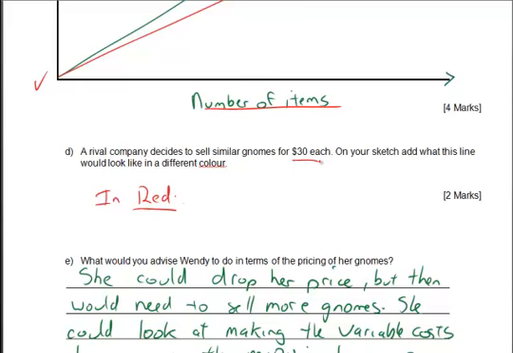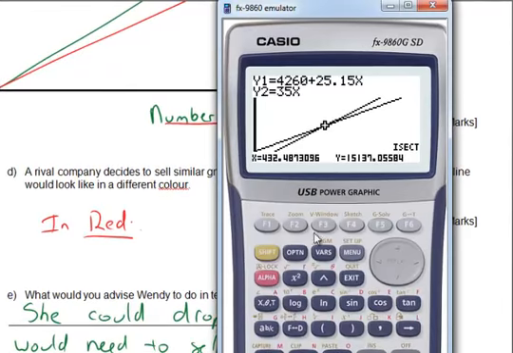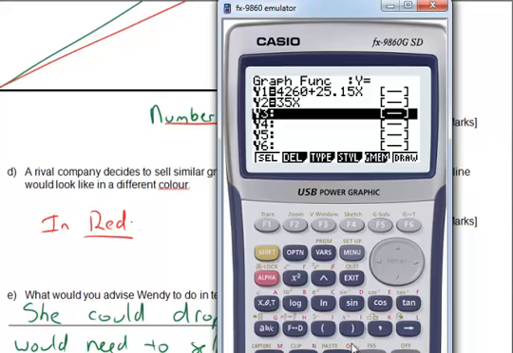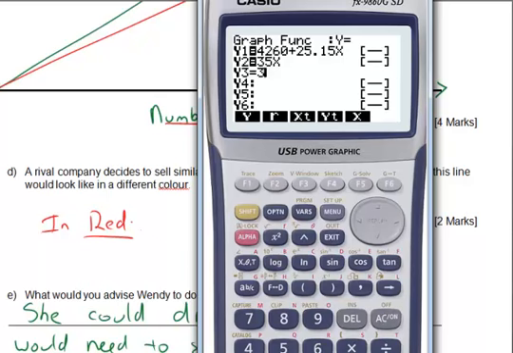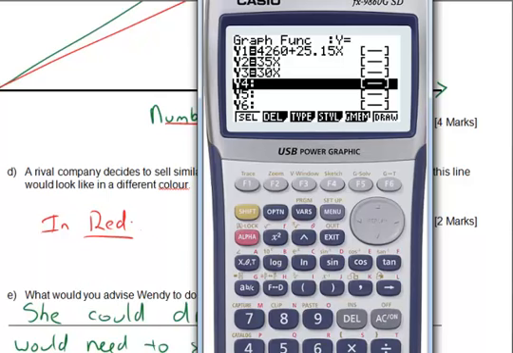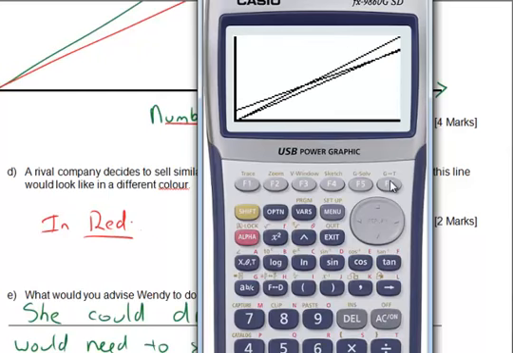The next question says we have another company that comes in and sells gnomes for $30 each. Let's put that in. So on your graph, you go back to here and put in 30 each. You would add in 30 and an X and hit execute, and you'll get a third line there. Then you want to draw that, so just go to F6, go draw, and you get your third one.